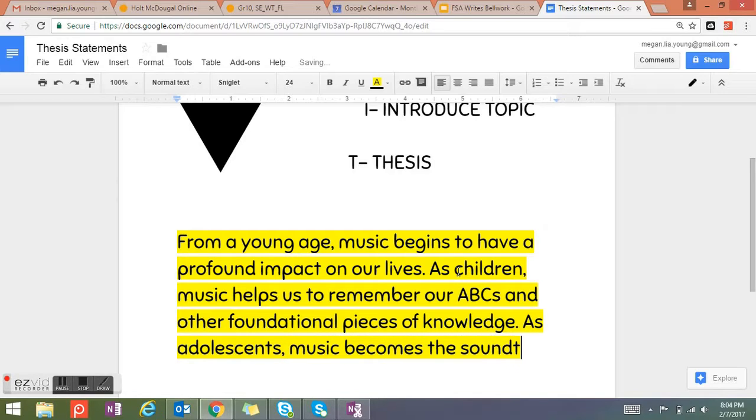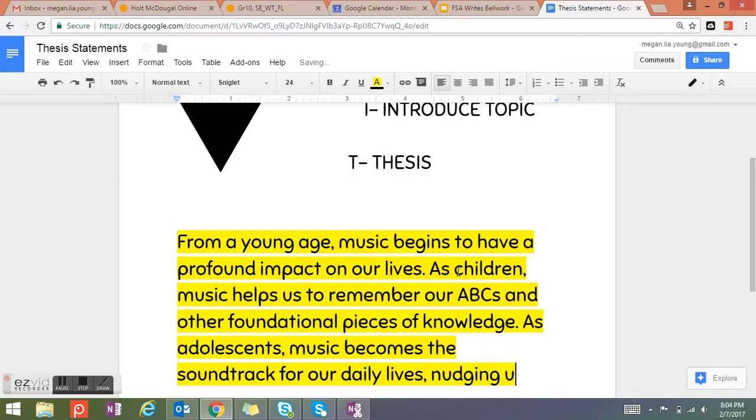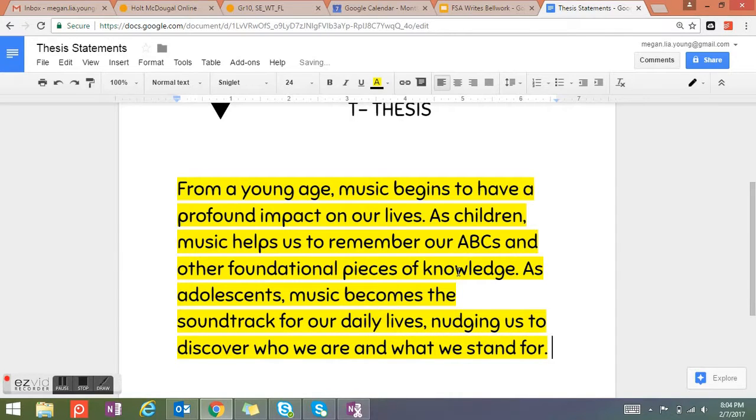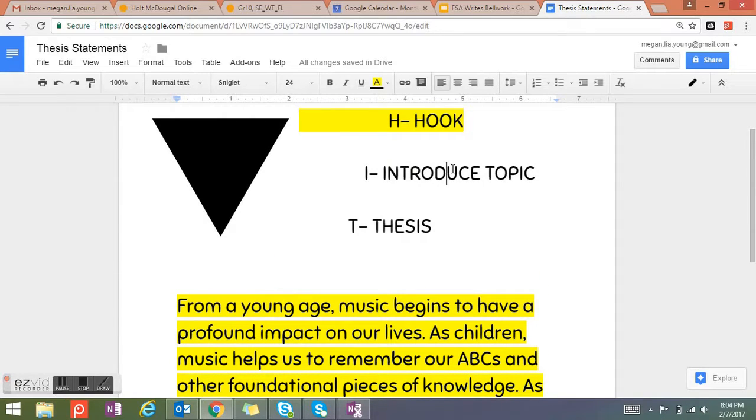I go on to say, as adolescents, music becomes the soundtrack for our daily lives, nudging us to discover who we are and what we stand for. So as we get older, music starts to play a more important role in our lives. It starts off just kind of sing-song nursery rhymes, then it becomes more important. I'm still just talking about music in general, so that's the hook.